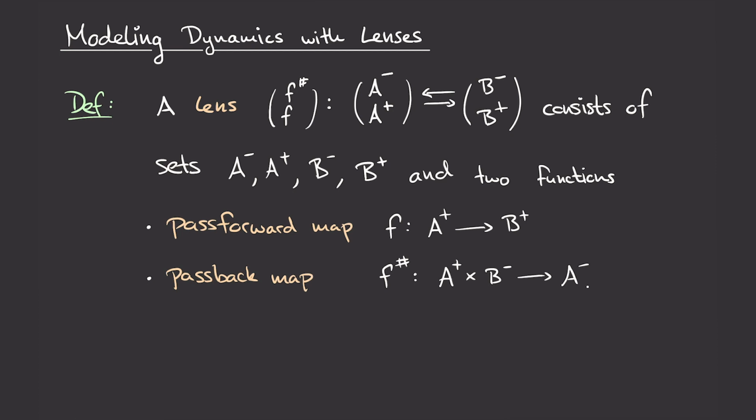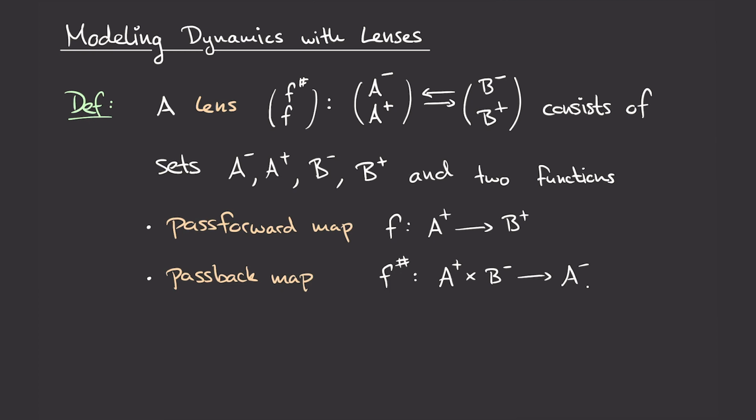On the other hand, the passback map is a bit more complicated. What does it do? Well, it takes an element from A plus and also an element from B minus, and then uses that to produce an element in A minus. So in this way, the passback map is somehow kind of going from right to left, although it's not really as clear as with the pass-forward map. In any case, we'll see that this notation will prove to be quite useful when we do operations with lenses, such as lens composition and also putting lenses in parallel.